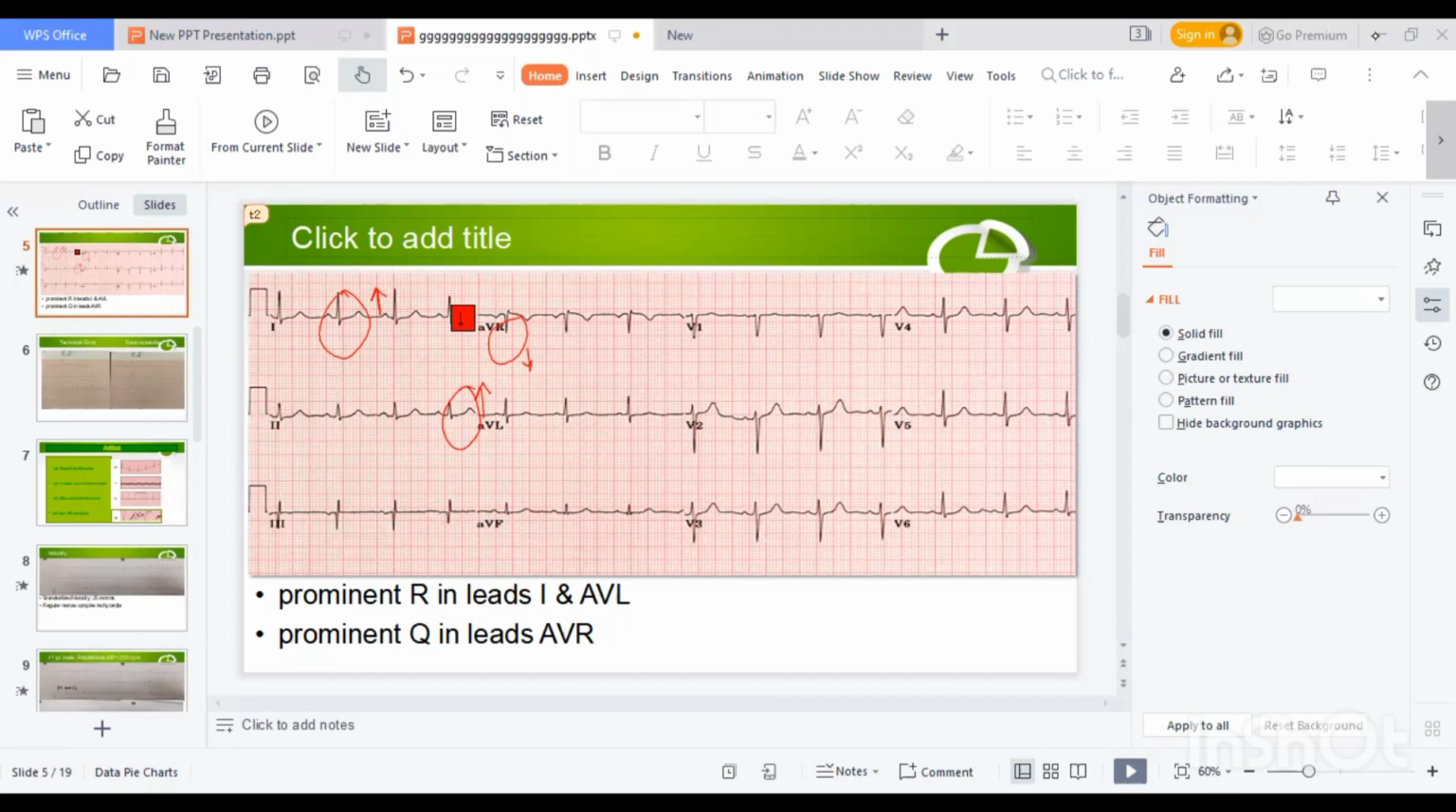But if we find abnormal R wave progression, or what is called mirror image with zooming in V1, here we find in V1 and V2 and V3 and V4 and V5 and V6, it is called mirror image with zooming in V1, like the large brother and the small brothers. This is diagnostic of dextrocardia.